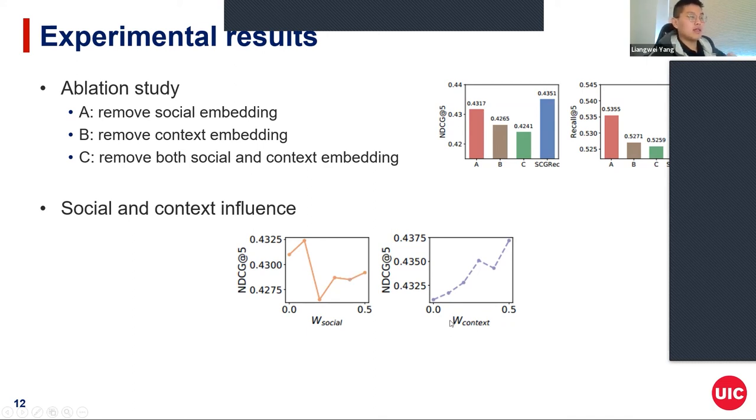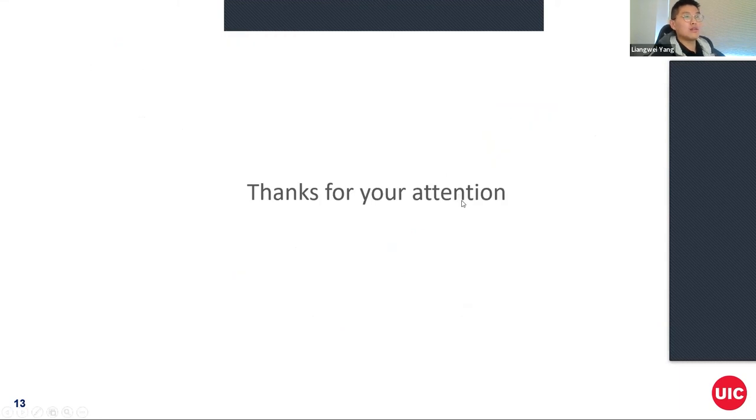And when we gradually add more context weight, we can see the performance gradually becomes better and better, which means with more context information, our model can make a more precise prediction on the users. Yeah, and that's our work. If you have any questions, you can directly ask.